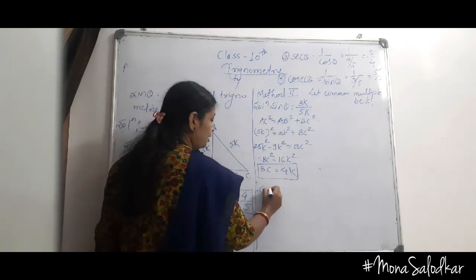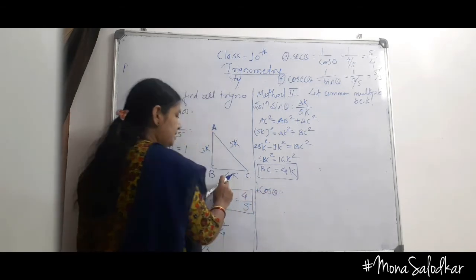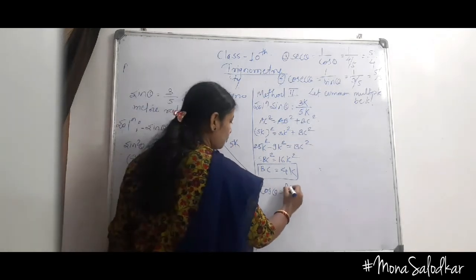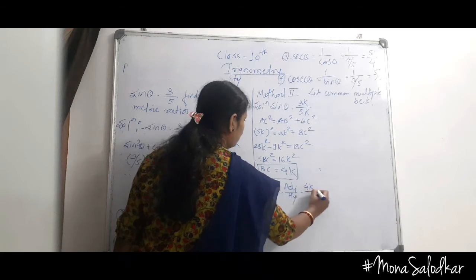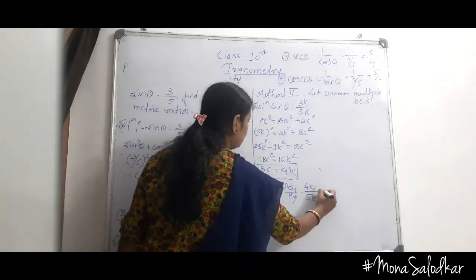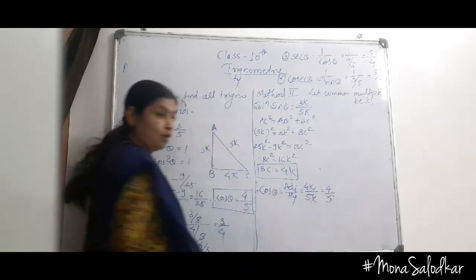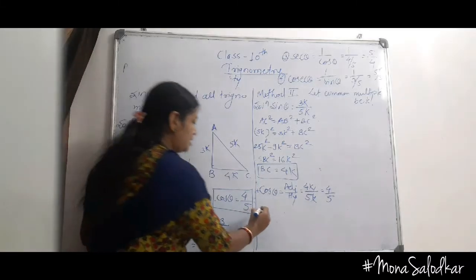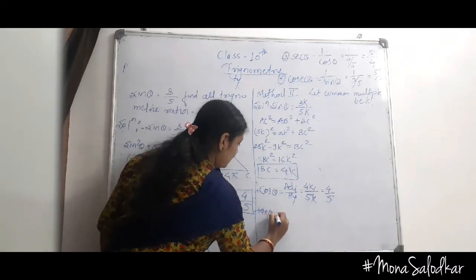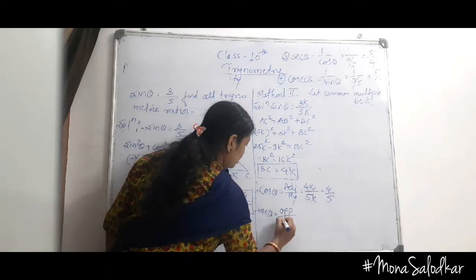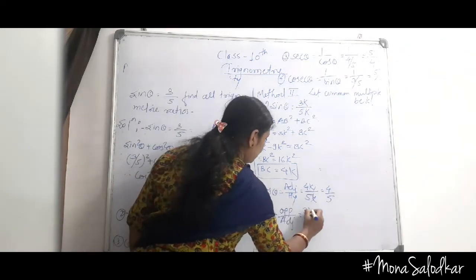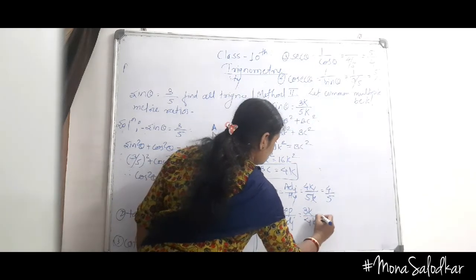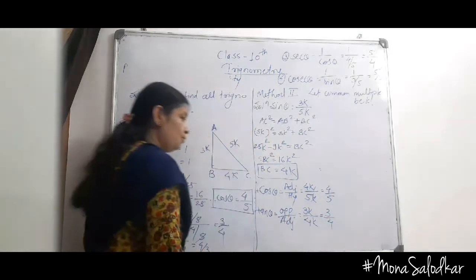And then you have to find out the remaining ratio. Cos means adjacent upon hypotenuse, that is 4k upon 5k. K will be cut. What is your answer? 4 upon 5. Then tan theta is opposite upon adjacent. Now opposite is 3k, adjacent is 4k. So what you get? 3 upon 4.